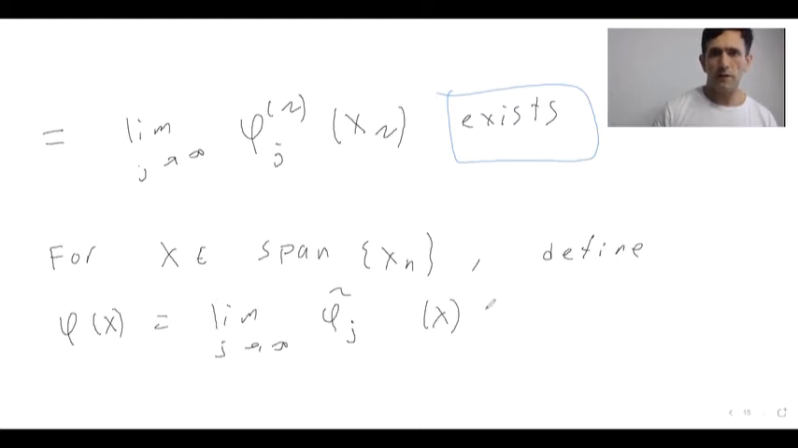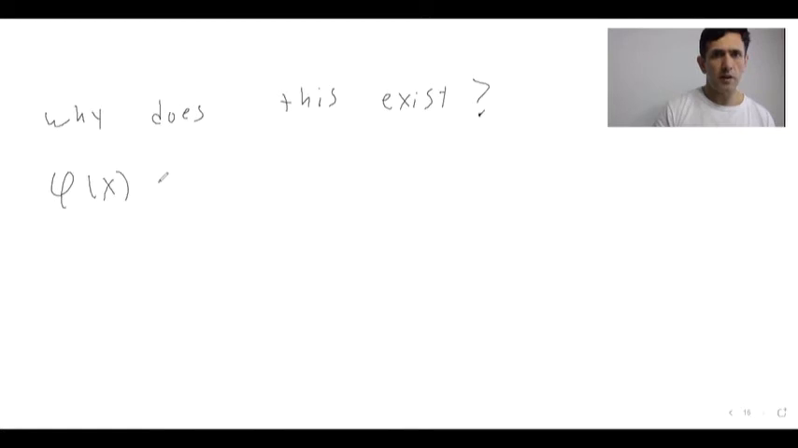Right, so define phi of x to be this limit here. A good question is, why does this exist? Well, let's just see. So phi of x is this limit here.